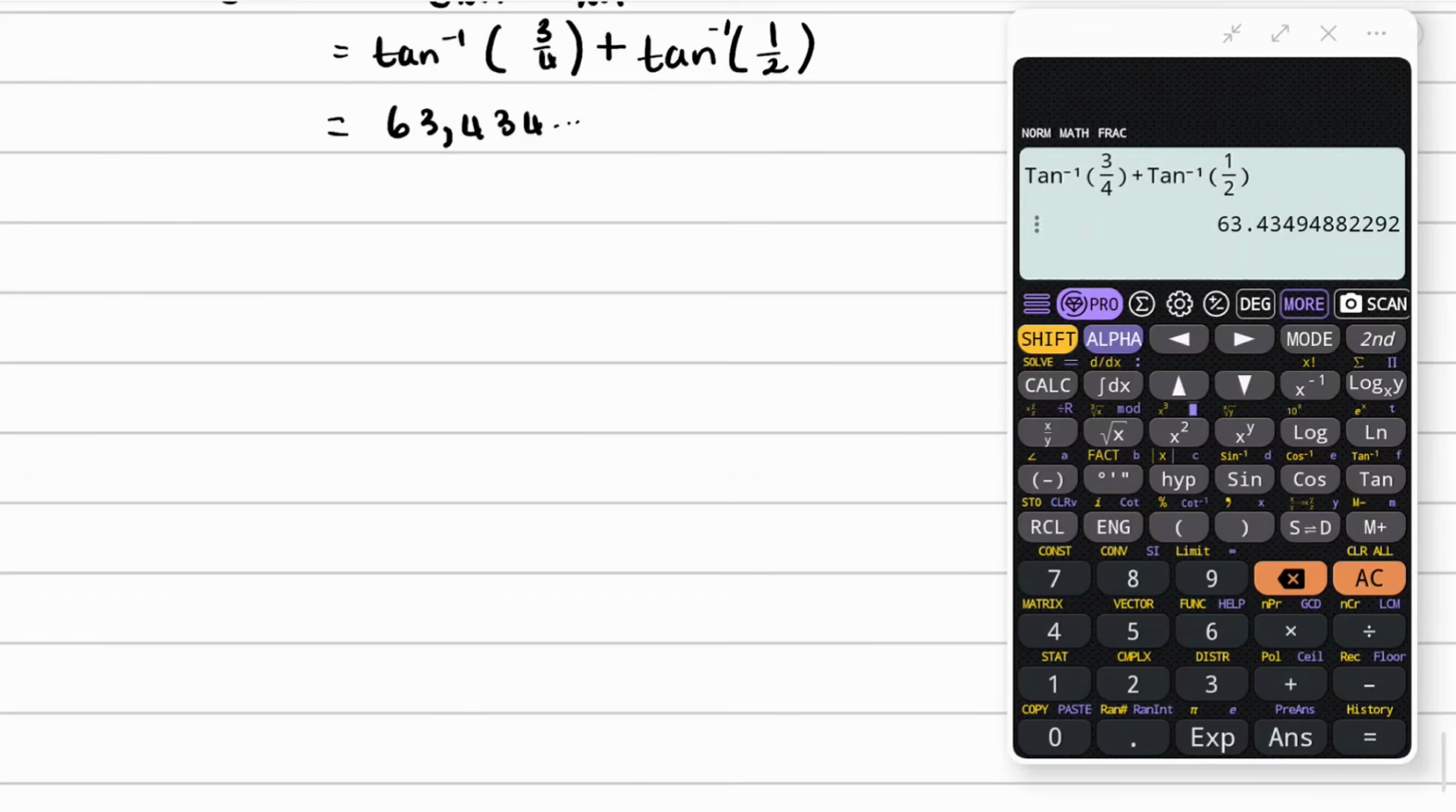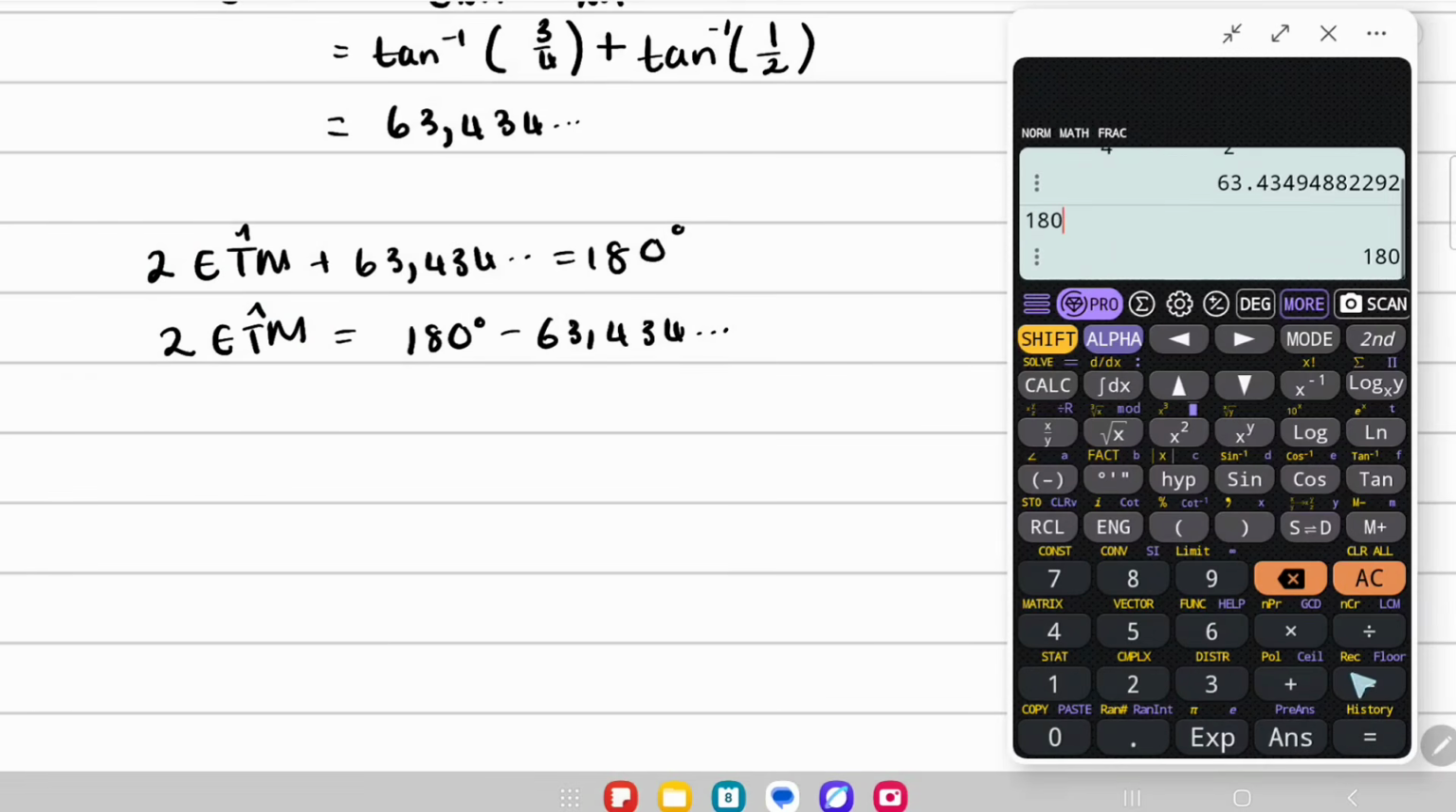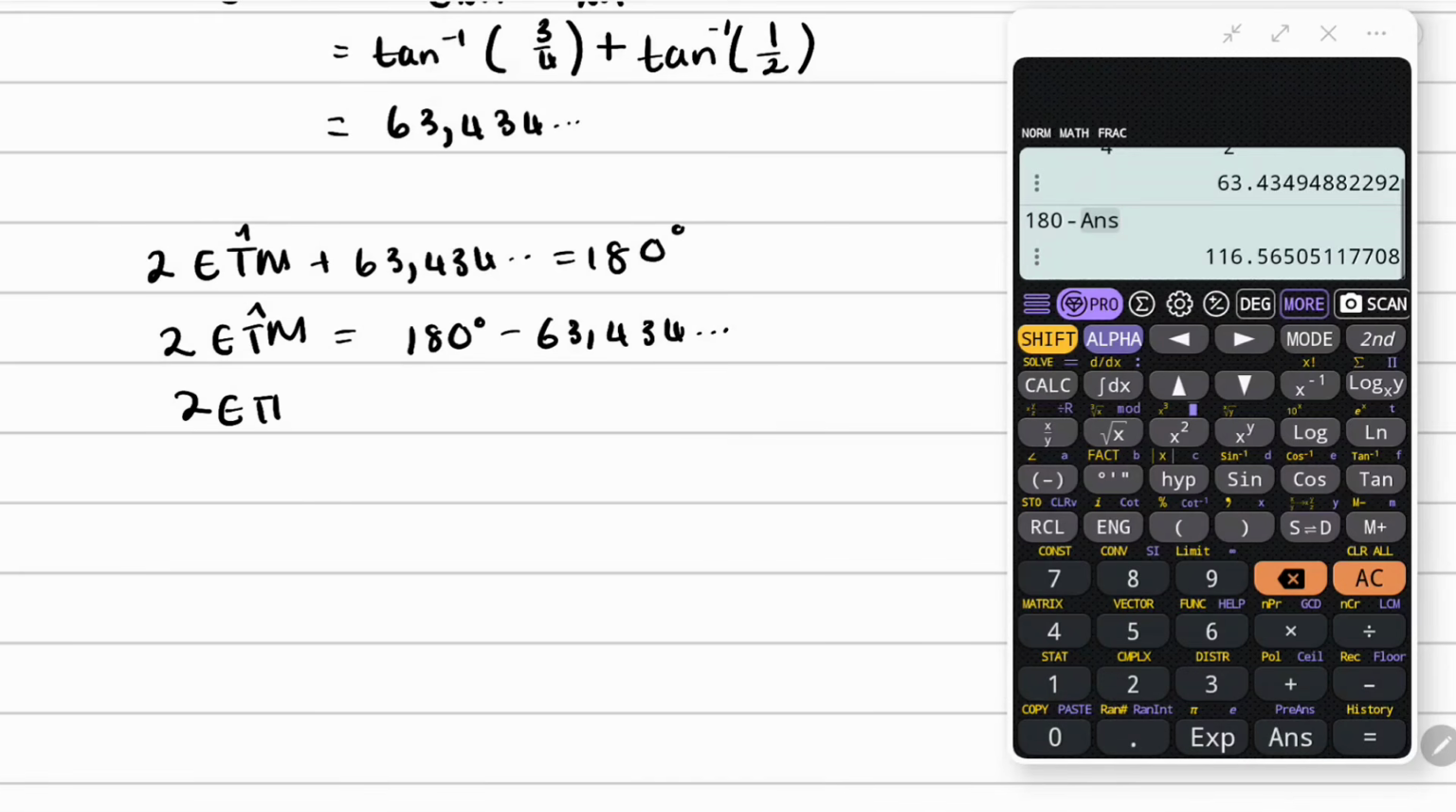Okay, so we can just put that down. So we will end up having 2 ETM plus EMT, which is this number 63.434, and they give us 180 degrees. And then you'll say 2 ETM is equal to 180 minus 63.434. See, I didn't round off yet because I still need to divide by 2. Okay, so it's this answer, and then you're going to say 180 minus that number, which gives you 116. Okay, so 2 ETM gives you 116.565, which I'm not rounding off yet.